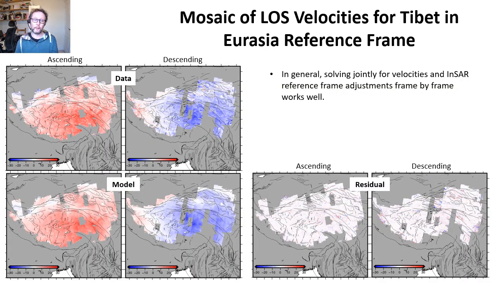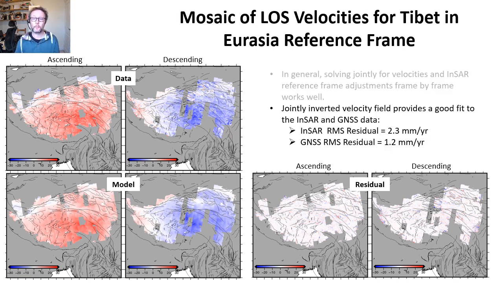You can then look at the fit to the InSAR data. What you've got here is the observed InSAR data in ascending and descending, the model velocity field from the joint inversion with GNSS, and the residuals. And in general, solving for the velocities in the InSAR reference frame simultaneously, frame by frame, works really well. The jointly inverted velocity field provides a good fit to both data sets.